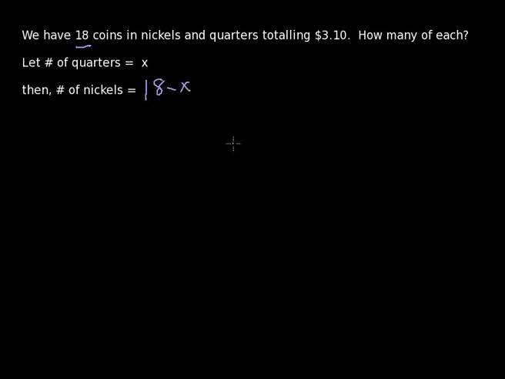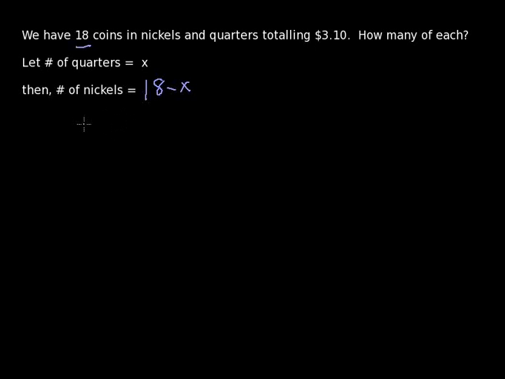And the reason is because, let's say we have 10 quarters, just for an example, well then the rest of them, or 18 minus 10, would be 8 nickels. So this is true for any value of x. If we have any two quantities that equal 18, one of them is x, the other one's 18 minus x. That's the first part.